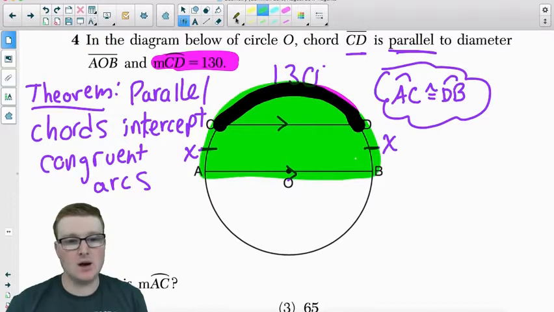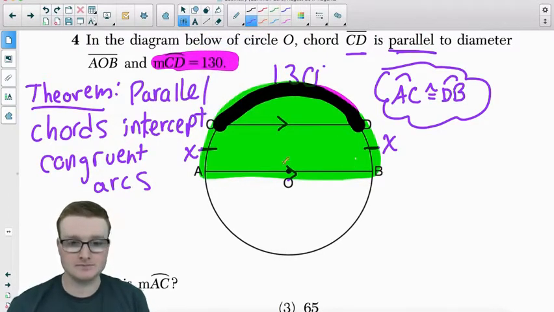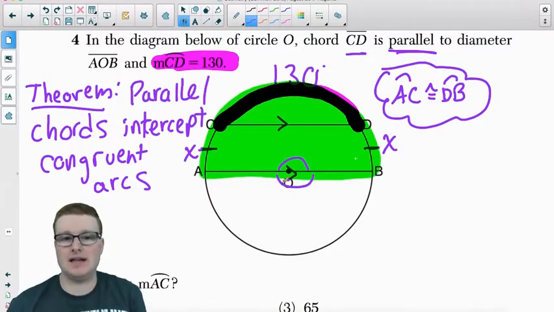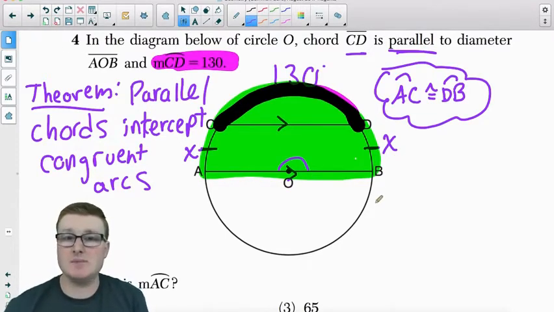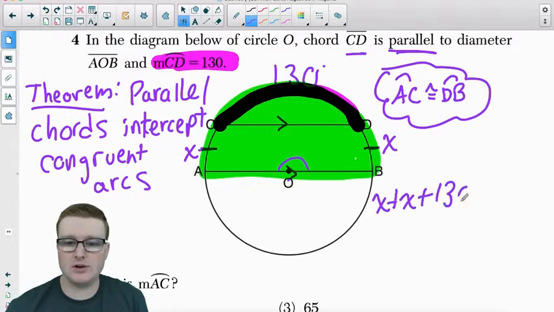Okay? The reason why it's a semicircle is the minute you see the diameter hit the circle, this is 180 and this is 180 down below. But we're not going to count that. We only care about the semicircle. Why do I care? Because what I could do is I could just make an equation. I could add those x's. I could add the 130. And I could set that all equal to 180 degrees because of the semicircle.